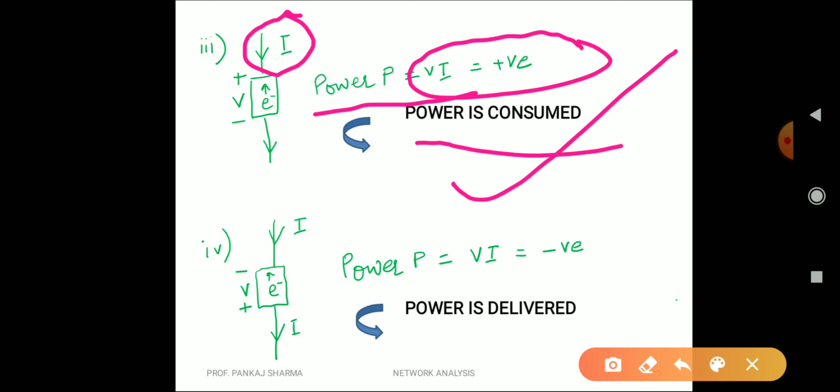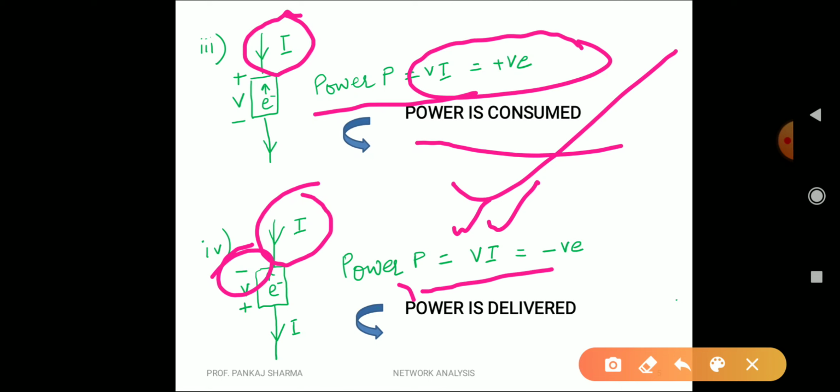Point number 4 is, see this, the direction of current entering at the negative terminal of the given voltage. So the power is P equals VI, with V negative and I positive, so it is negative. If the power comes out negative, the nature of the power is that it is being delivered.